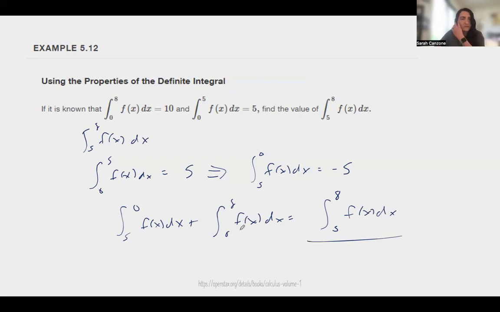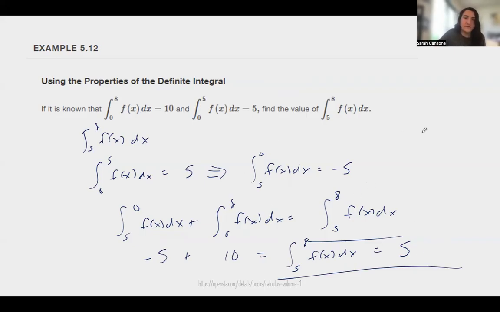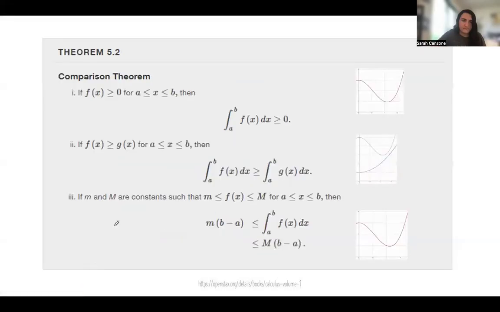So all we need to do is know what numbers go in here. Well, we just determined this number, right? Because we needed to flip these bounds, we negate the other side. So this is -5, plus this stays the same, so this is 10, equals the integral from 5 to 8 of f of x dx. -5 plus 10 is just +5. So that tells us that the integral from 5 to 8 of f of x dx is +5. So this is a good application of being able to switch your bounds and combine integrals. And we can combine them again because our integrands are the same.